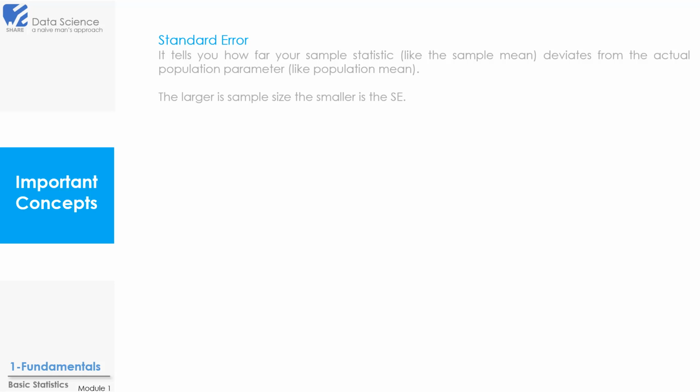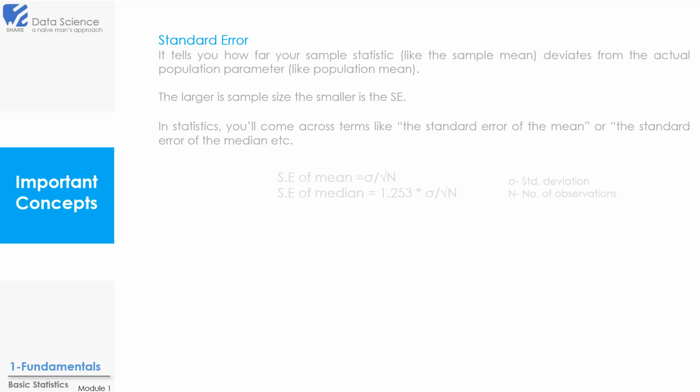Now obviously, if you have a larger sample size, then the standard error will be less. And in statistics, you will come across terms like standard error of mean, standard error of median, etc. The formula is given below, but standard error of mean is the most commonly used term. So here in the formula, sigma is the standard deviation and n is the number of observations.